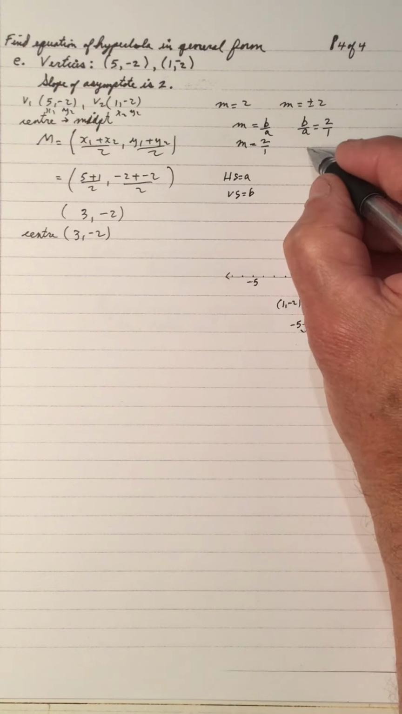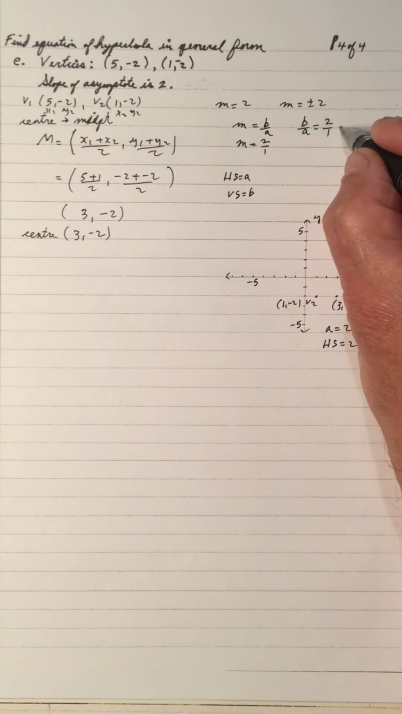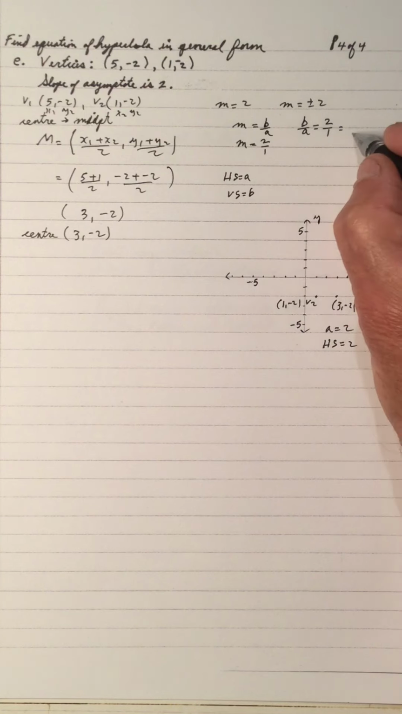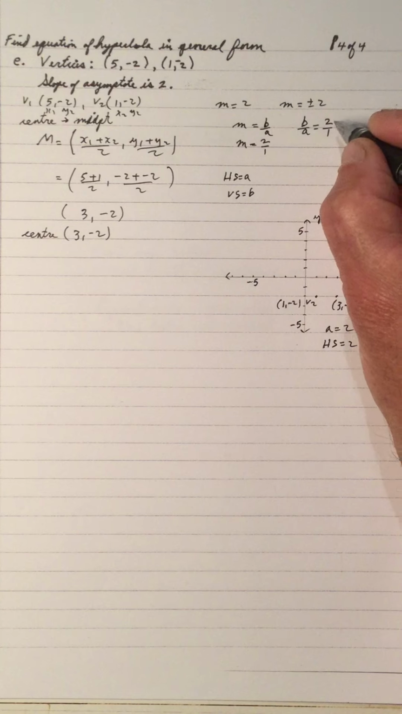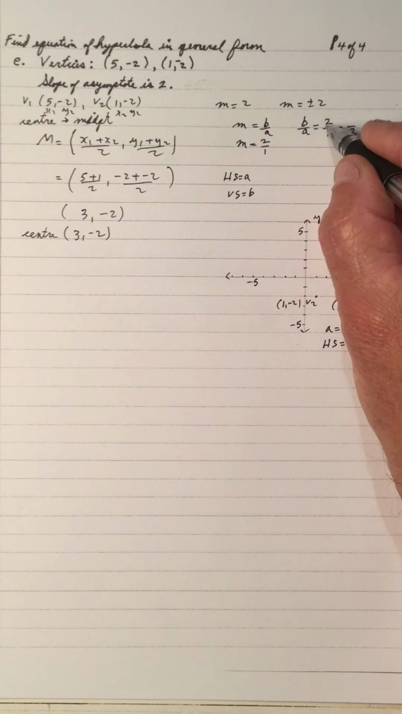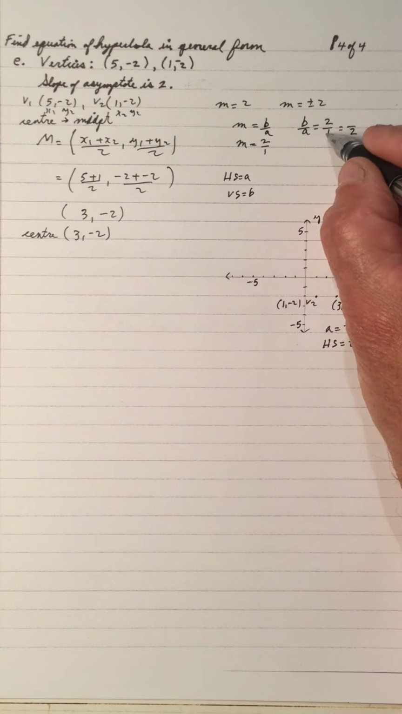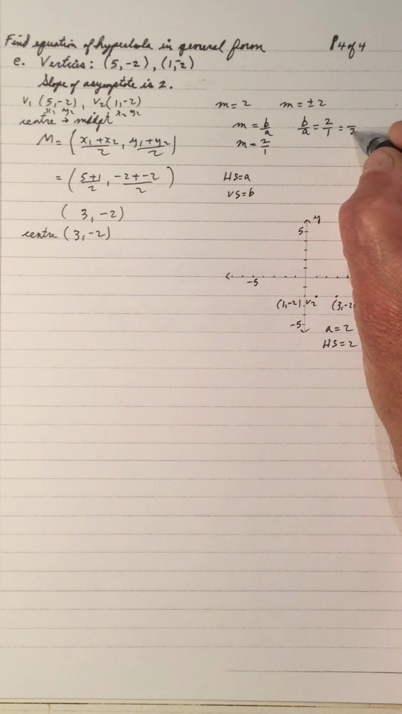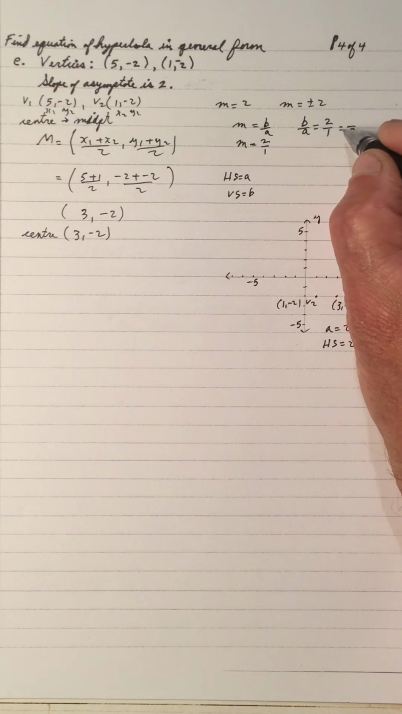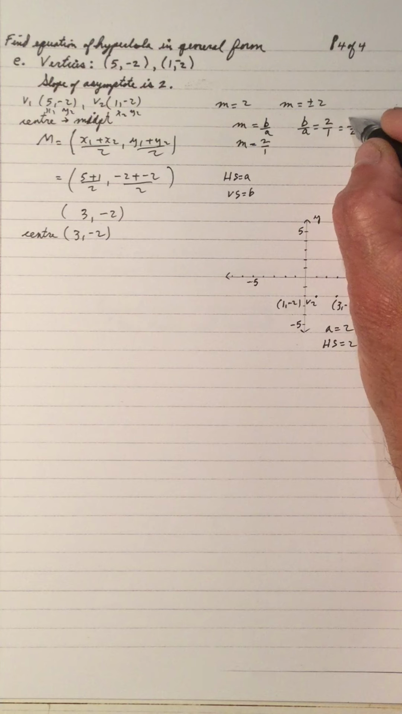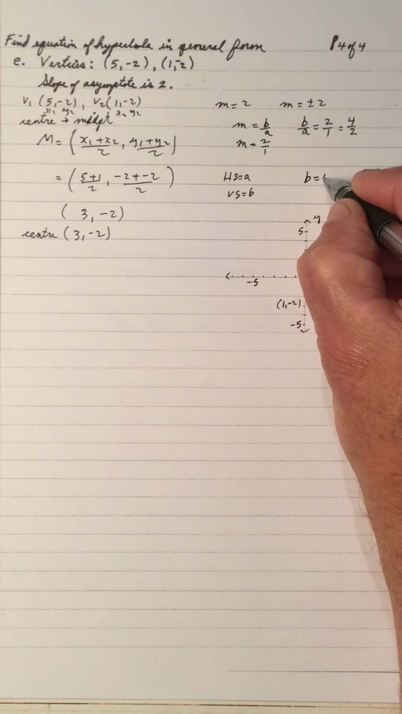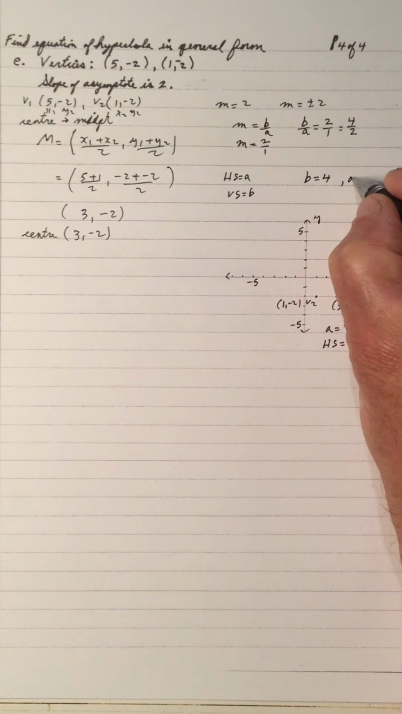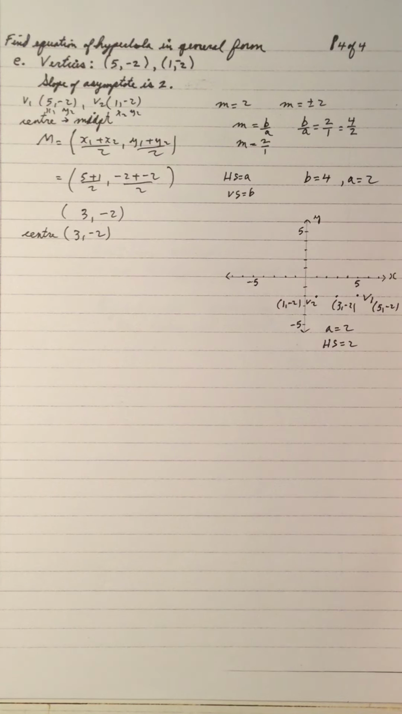So we have a is 2, and we have to find out what b is. The slope is 2 over 1, but the stretch is really 2. So 1 times 2 is 2, and 2 times 2 is 4. That means b is 4, and a is 2.